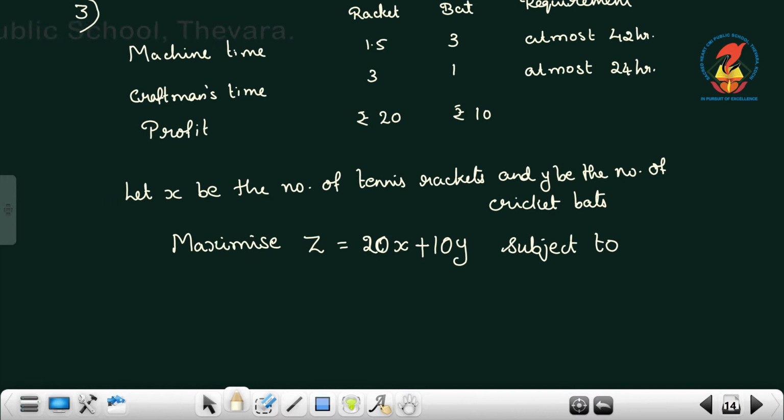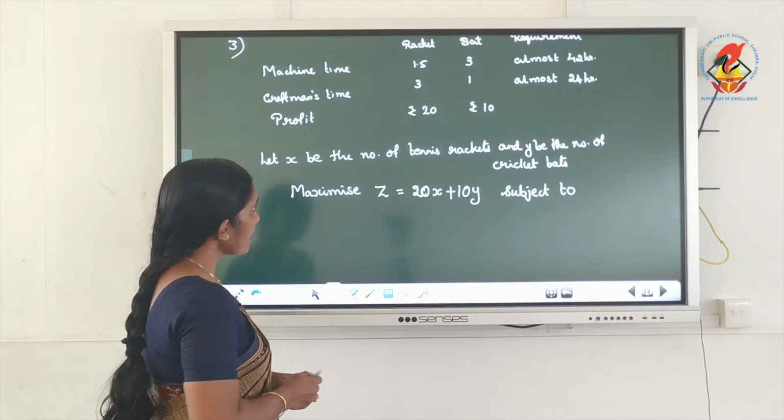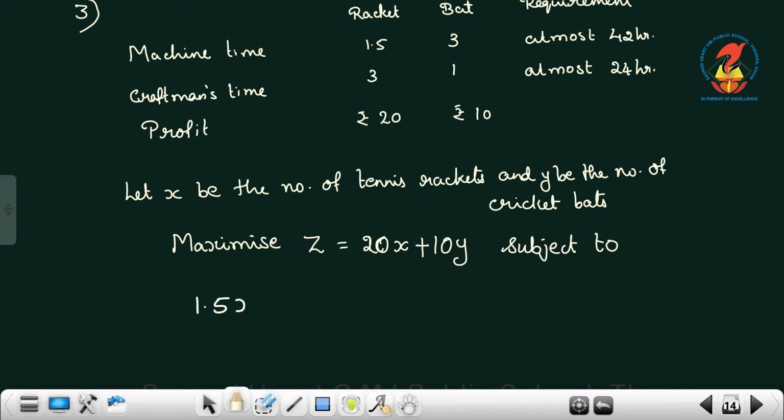So what are the constraints here? Look, the machine time is 1.5 hours for one tennis racket and 3 hours for a cricket bat, and the maximum availability is 42 hours. For one racket 1.5 hours, so for x rackets it is 1.5x, and for y bats it is 3y. Total means plus, and the machine time is only maximum 42 hours. It cannot be more than that, so we use the symbol less than or equal to.